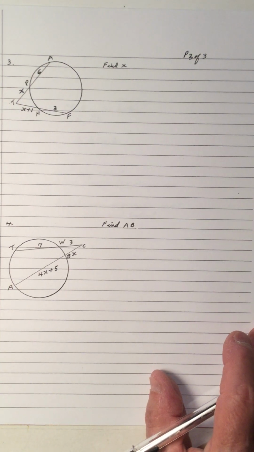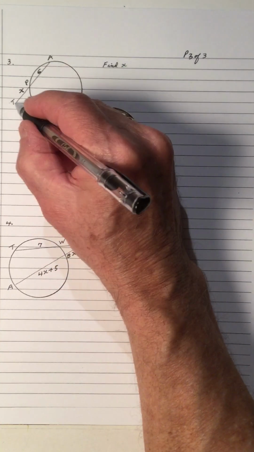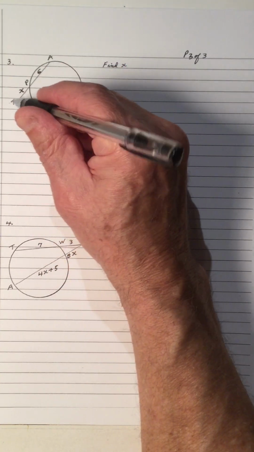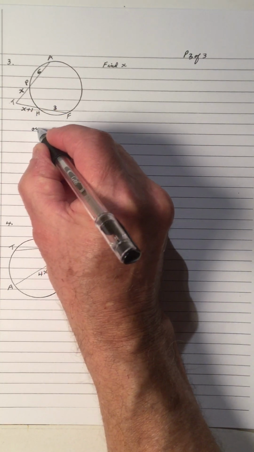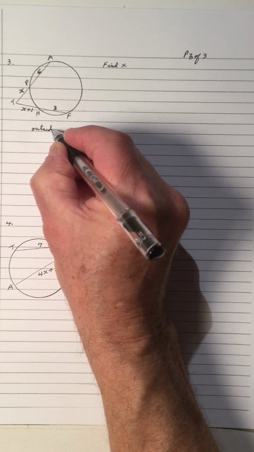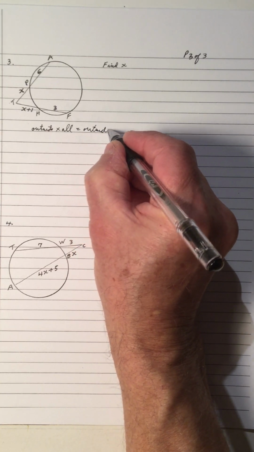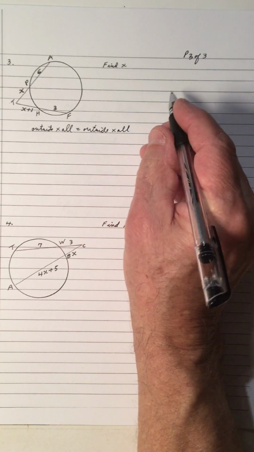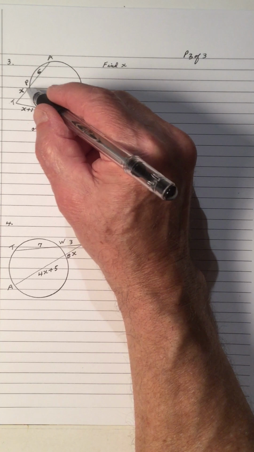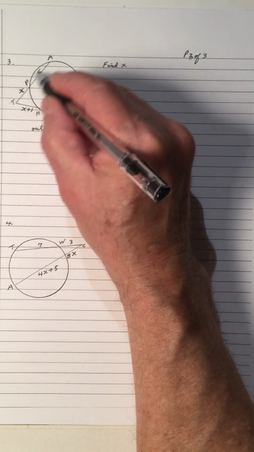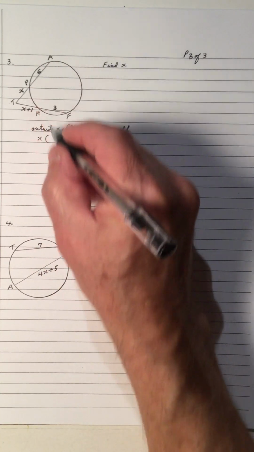And we have another one to do. And again, what I do is this is secant TA and secant TF intersecting the circle. We have parts: outside times all equals outside times all. So let's take, it doesn't make any difference which one we take, let's take this one, TA. Outside is x. All of it is x plus 6.